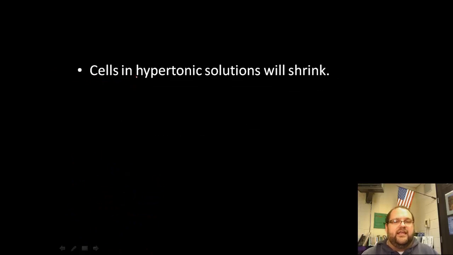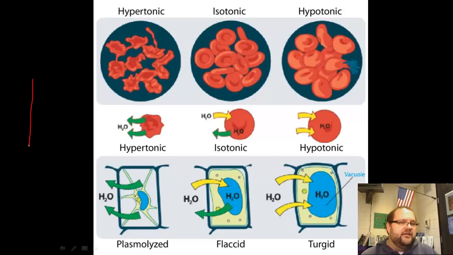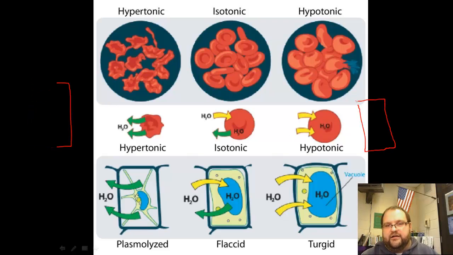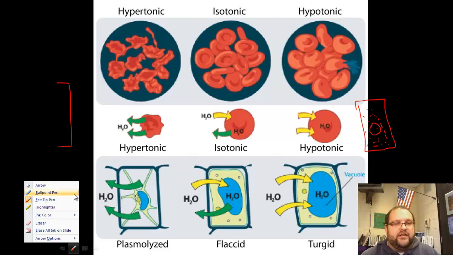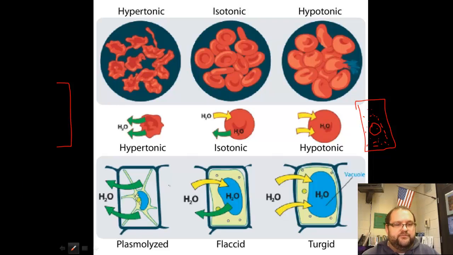Now if I put cells in a hypertonic solution, the cells will actually shrink. And here's why. If you think about this, I have a beaker. Here's my beaker. I'll draw it over here. Here's my beaker, and I put a cell in it. And outside of the cell, there is lots and lots of salt. And inside the cell, there's far less salt. Well, the water from the inside of the cell is going to come rushing out. And that cell is going to lose water mass, and it's going to shrivel up.